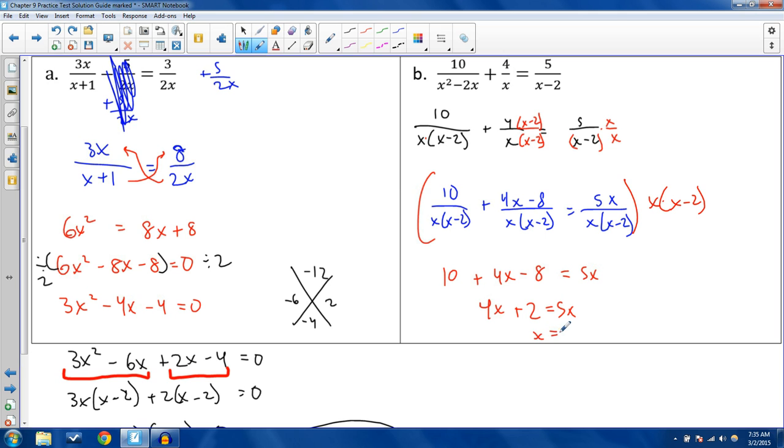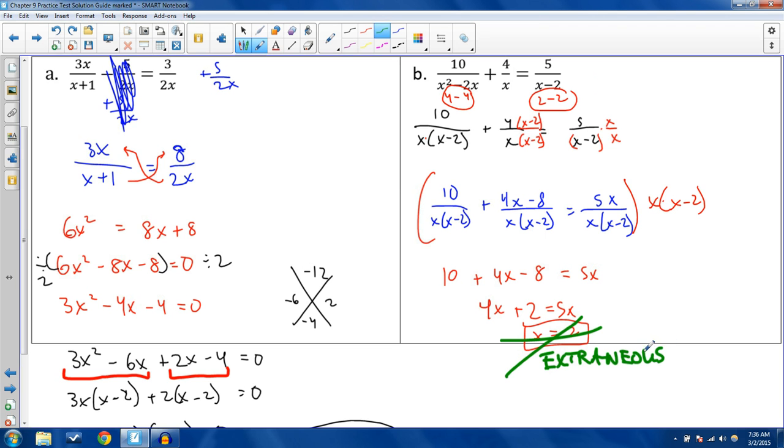Subtract 4x, I get x equals 2. That's my only solution, and now what I want to do is make sure that I do not end up dividing by 0 if I substitute 2 into any part of the equation. 4 minus 4. Uh-oh, I divided by 0. 2 minus 2. Uh-oh, I divided by 0. x equals 2 is no good. This guy stinks. It's extraneous.